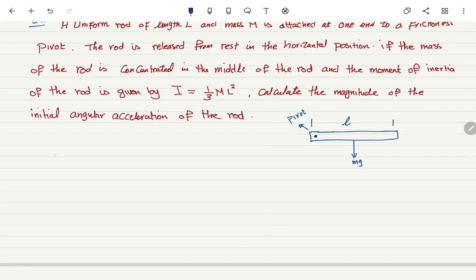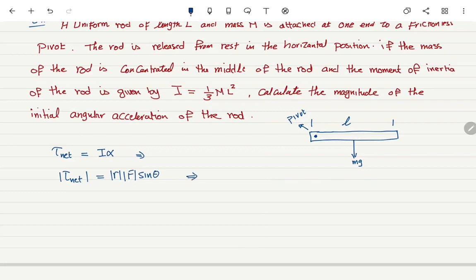Now the net torque is equal to I alpha. Alpha is the angular acceleration and I is the moment of inertia. I is given for this rod as 1/3 ml squared, and in this case the magnitude of the net torque is equal to R F sine theta, and remember theta is the angle between F and R.